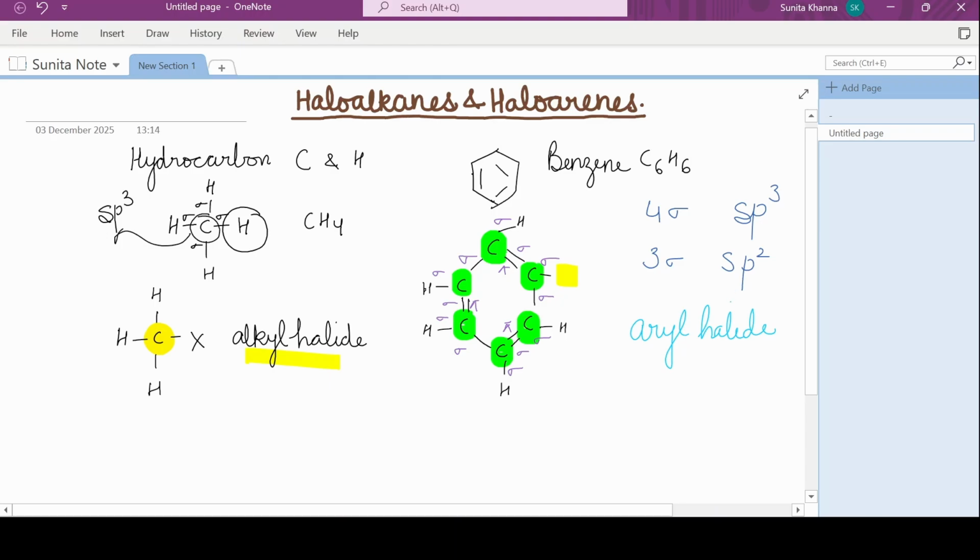We continue reading. Many halogen-containing organic compounds occur in nature, and some of these are clinically useful. These classes of compounds find wide application in industry as well as in day-to-day life. They are used as solvents for relatively non-polar compounds and as starting materials for the synthesis of a wide range of organic compounds. Mentioned here is that they are used as solvents, like carbon tetrachloride, which is an industrial solvent. Chloroform is also an industrial solvent.